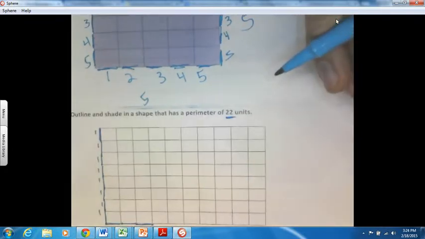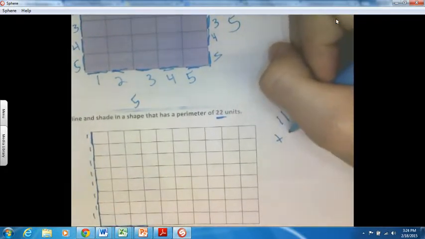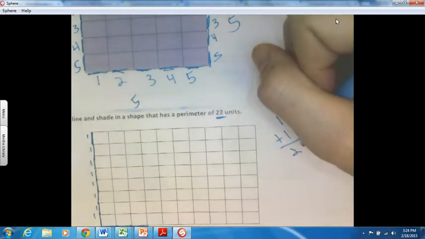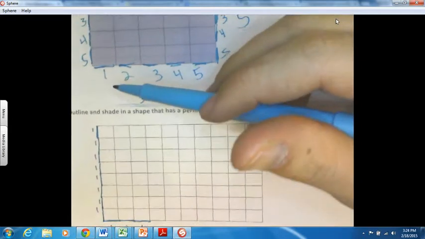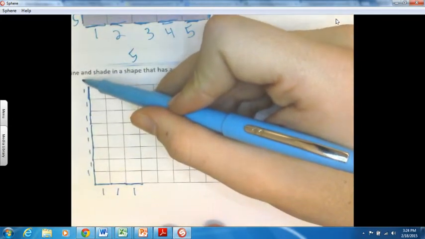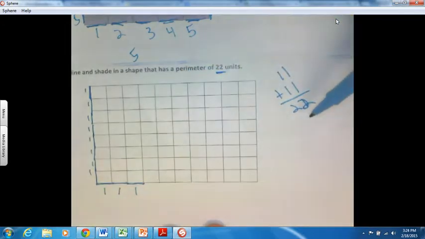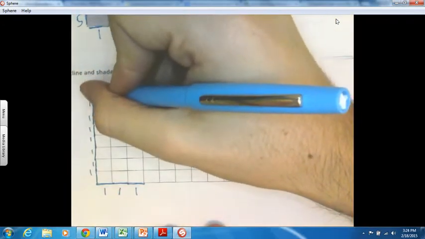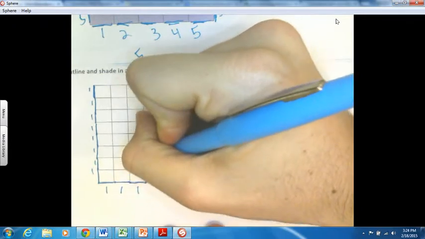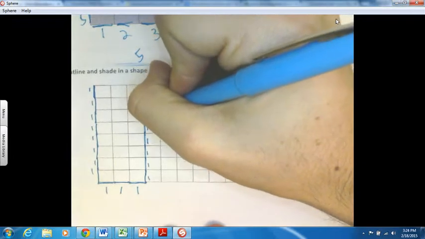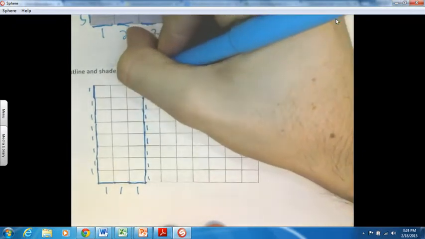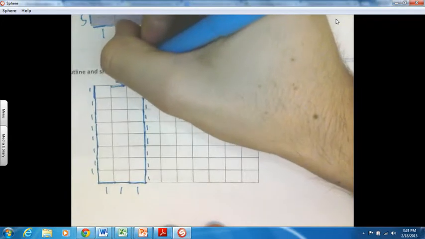The way I think of it is I think what plus what equals 22. That's a doubles fact. I know 11 plus 11. So I want 22. I know that if I'm drawing a rectangle, I want 1 length and 1 width to equal half, which is 11. So that's why I did that. So I did 11, 12, 13, 14, 15, 16, 17, 18, 19, 20, 21, 22, right? So that one has a perimeter of 22.